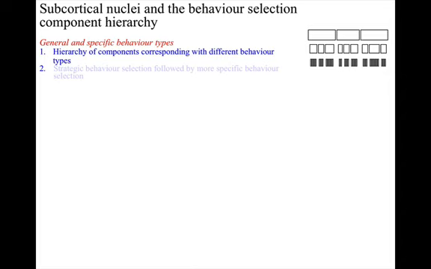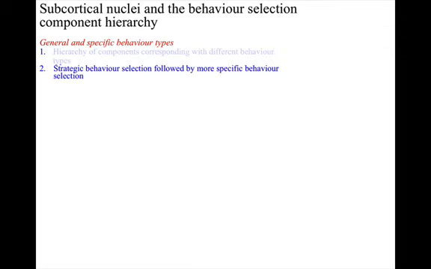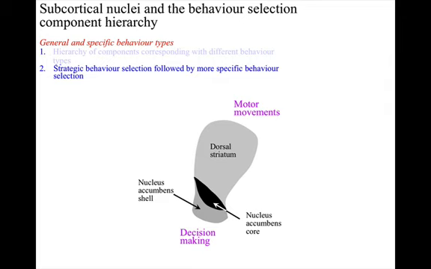Another prediction is that there'll be different components in the behavior selection subsystem that correspond with different types of behavior. And it's indeed observed that there are parallel paths through the basal ganglia and thalamus that support motor, eye movement, and some different types of cognitive behaviors. There's a predicted need for a separation between selection of strategic and more tactical and more detailed behaviors. And it's observed that the more dorsal parts of the striatum are concerned with motor movements, while the ventral parts are concerned with complex decision making.